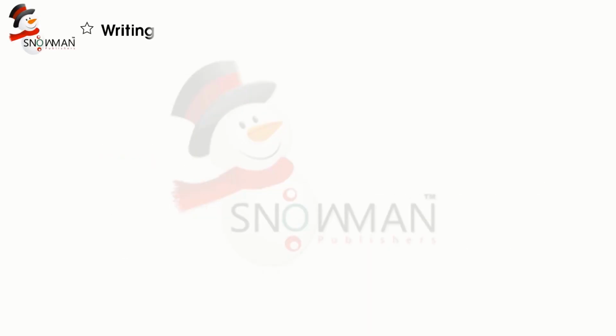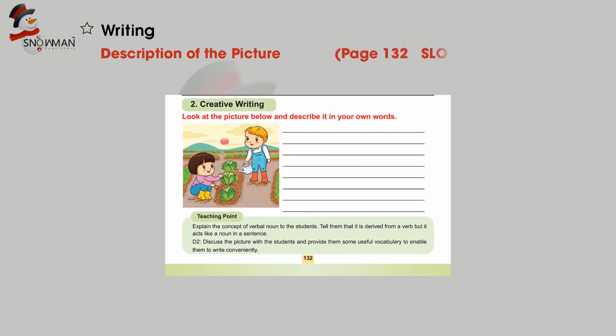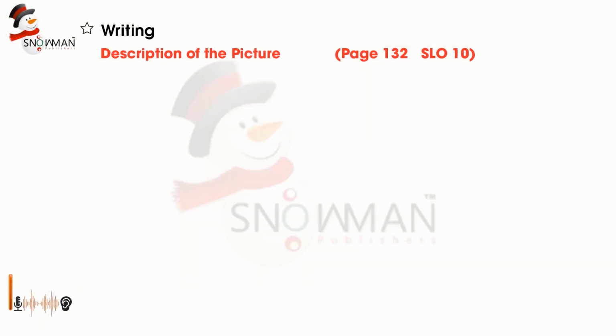Writing now, I'm sorry. This is description of the picture. Page is 132 and SLO is number 10. This is the activity. Look at the picture below and describe it in your own words. Talk to the students about the picture.